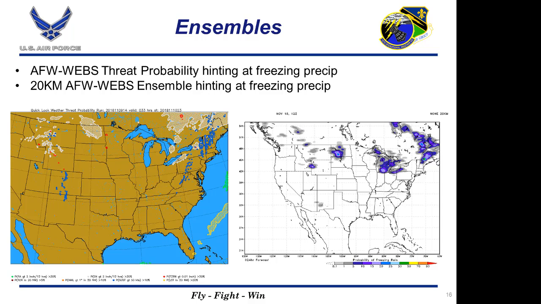Although the AFWEB's threat probability product is hinting at some potential for freezing precipitation, it is more to the east in Minnesota with snow in North Dakota. The AFWEB's ensemble product is hinting at some freezing precipitation near Bismarck.